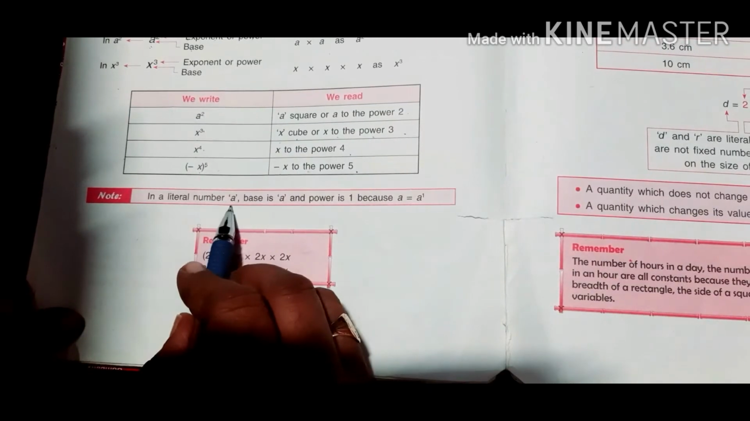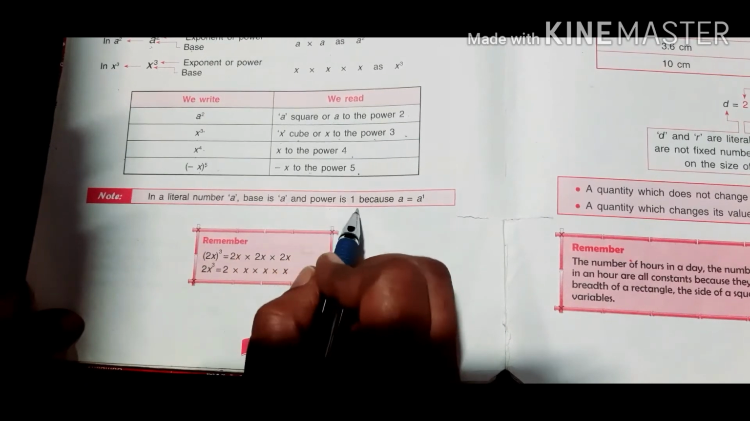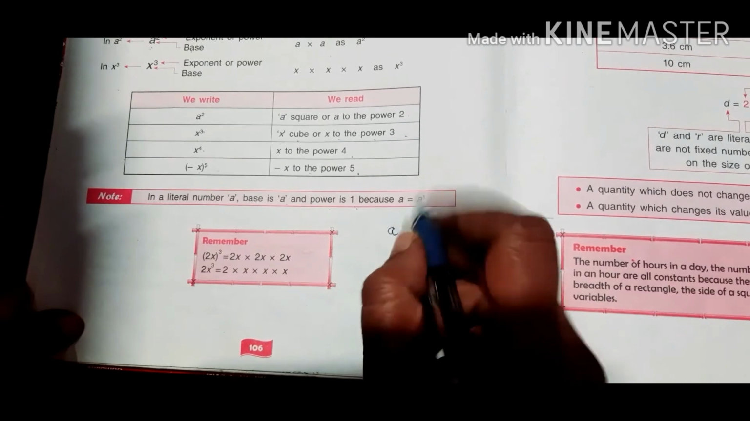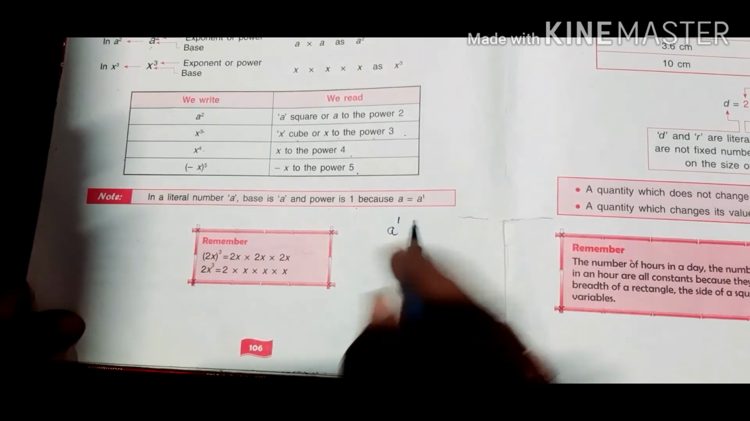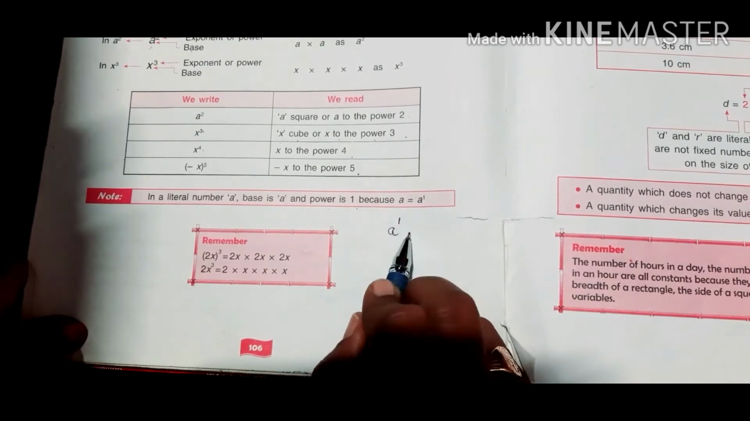Then in a literal number, a base is a and power is 1. If you don't see any power, it is understood that it is having the power 1 and the base is a.